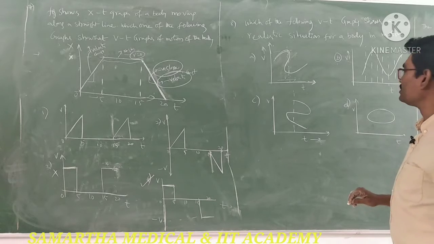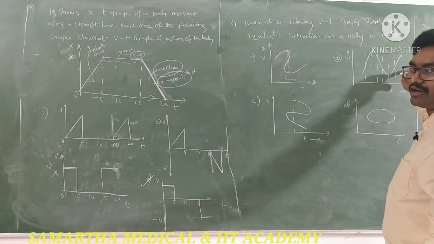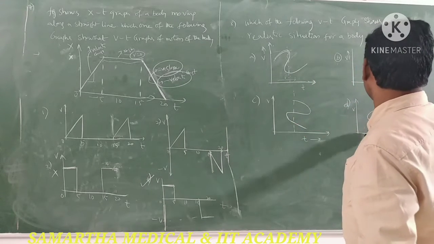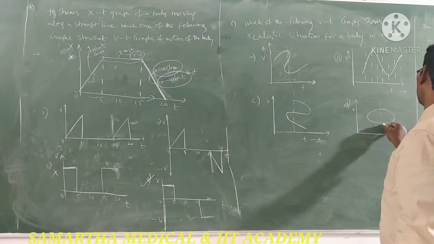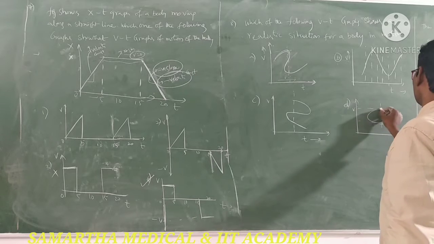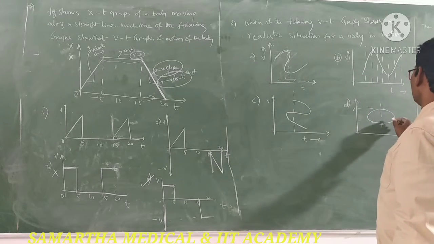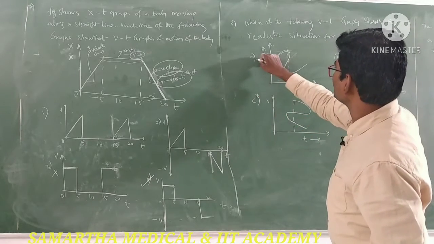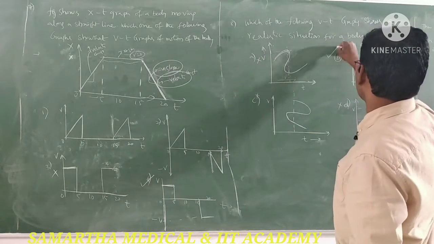Here, at one time, you are not finding different velocities. Here, at one instant, you are finding different velocities. Here also, at one instant you take one velocity here and another velocity there. So this is not possible. Even this is also not possible. Even this is also not possible. And this is the correct answer.